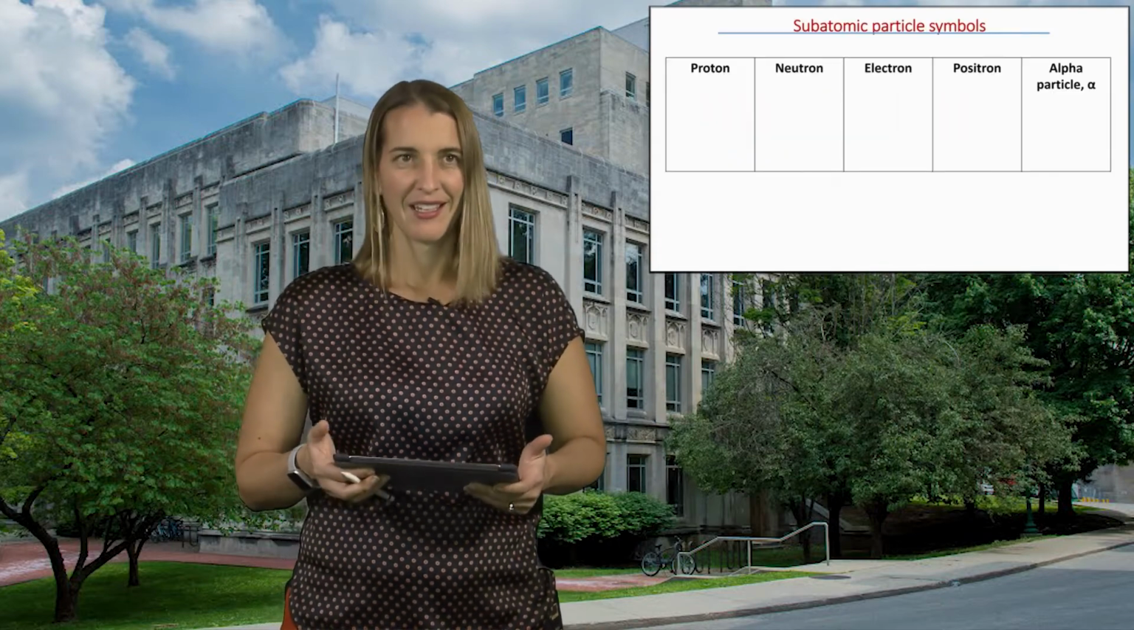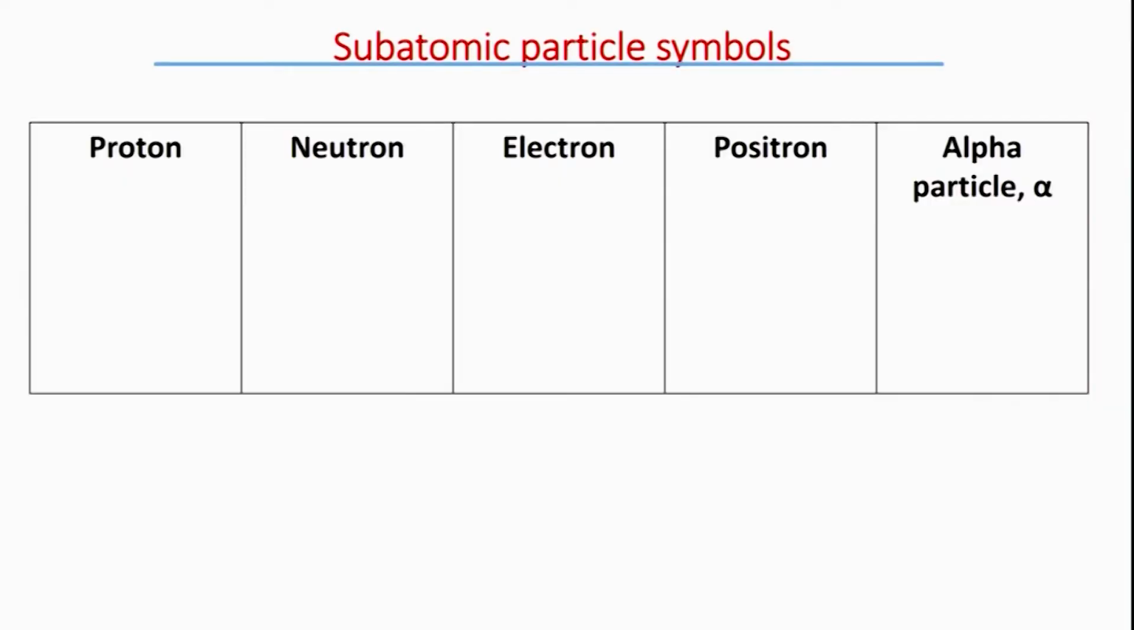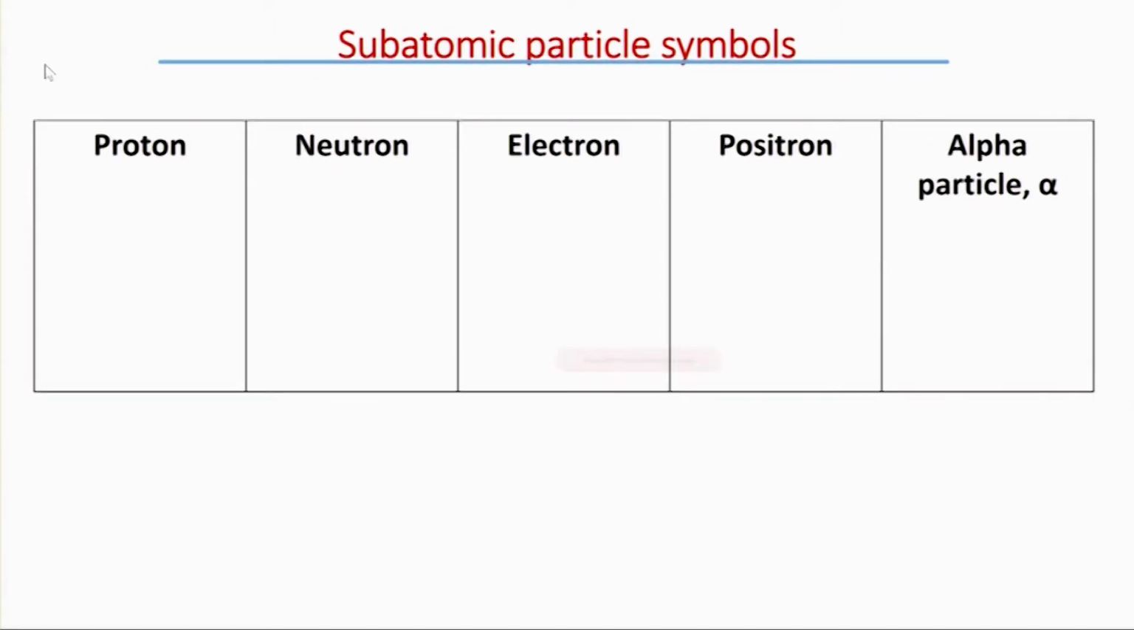So a little different than balancing chemical reactions. Let's get going. In order to start, we need to look at subatomic particles, and some of this should be a review for you, especially when you see proton, neutron, and electron. So let's just write what the symbols are for these subatomic particles. So the first one is a proton, okay?